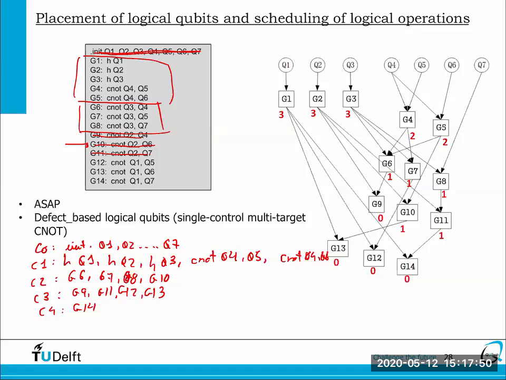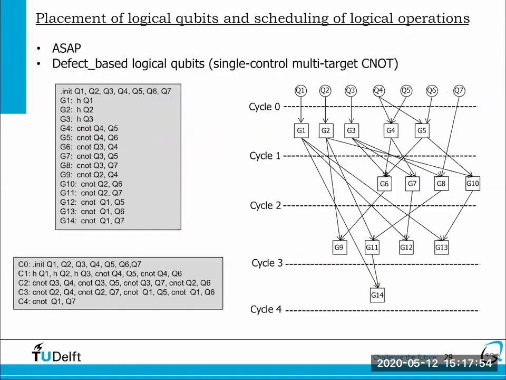Yes, I take that as a yes. So indeed, if I do it like that, I come up with this scheduling in which I need just 5 cycles to perform all the gates in the circuit.